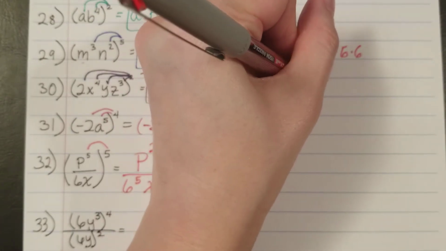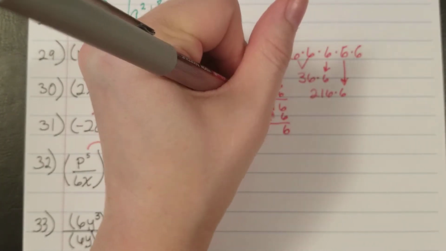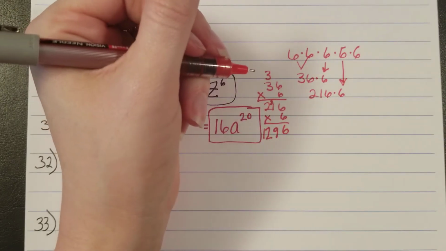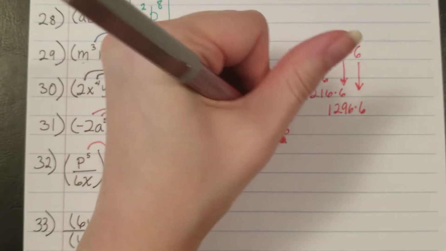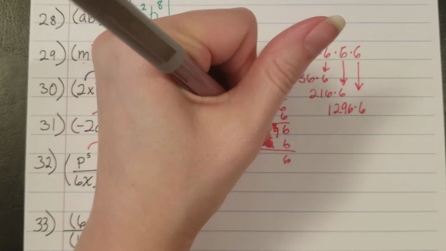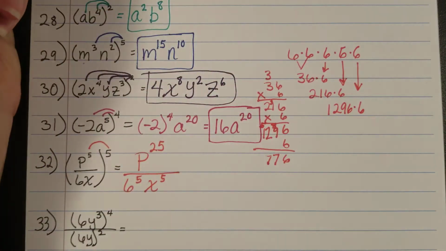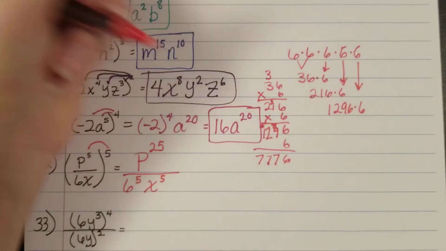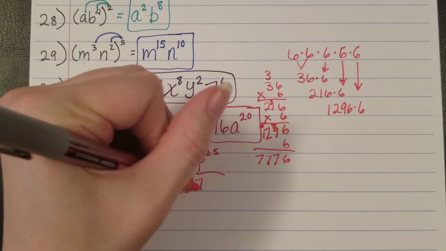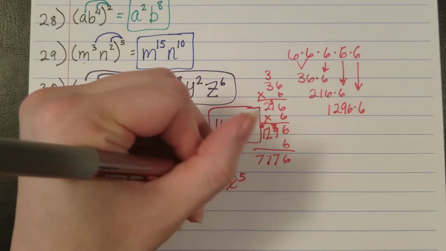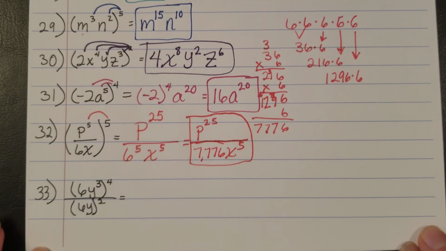So that's 216 times another 6. So that's 1296 times one more 6. All right, so I got p to the power of 25 over 7,776 x to the 5th.